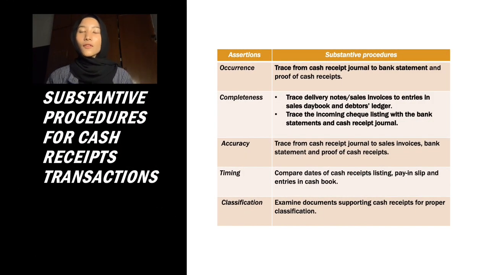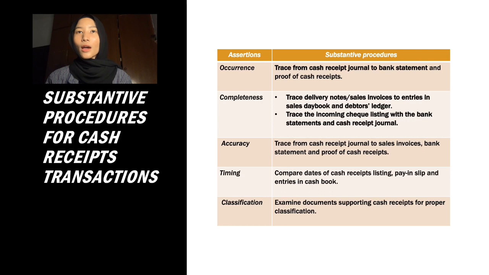These are 5 assumptions for substantive procedure for cash receipt transaction. First, we have occurrence. The auditor need to trace from cash receipt journal to bank statement and proof of cash receipt. Next, completeness. The auditor need to trace delivery note or sale invoice to entry in sales day book and debtor ledger. They also need to trace the incoming check listing with the bank statement and cash receipt journal.